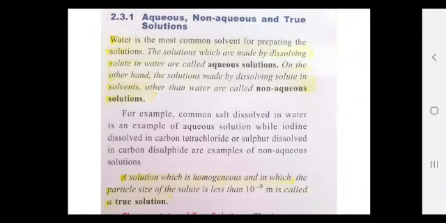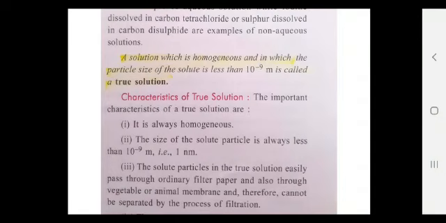but the solution in which we are using water as a solvent is called an aqueous solution. Okay, moving forward, we are classifying solutions into three types: true solution, suspension and colloids. Now we are going to discuss the true solution.